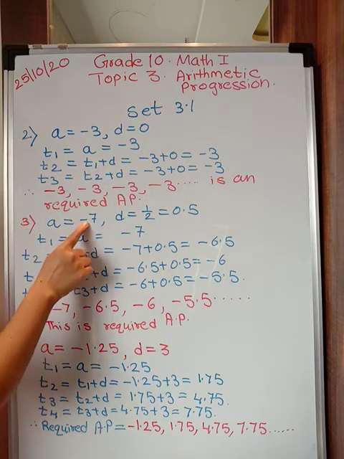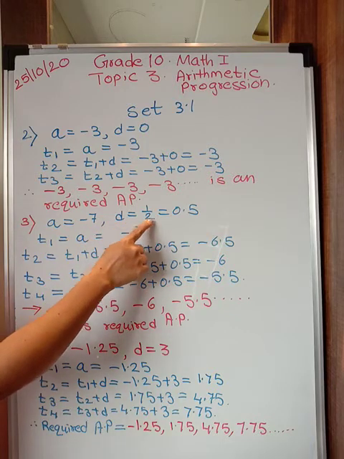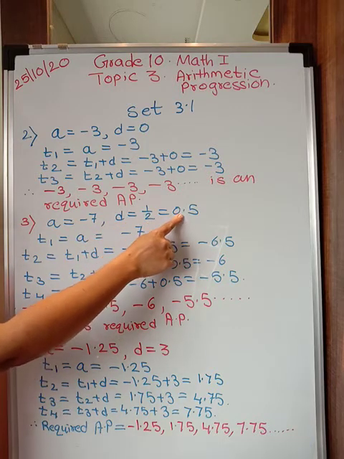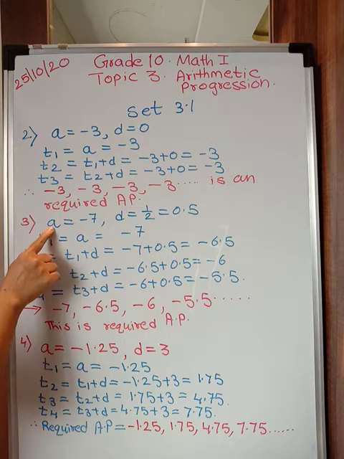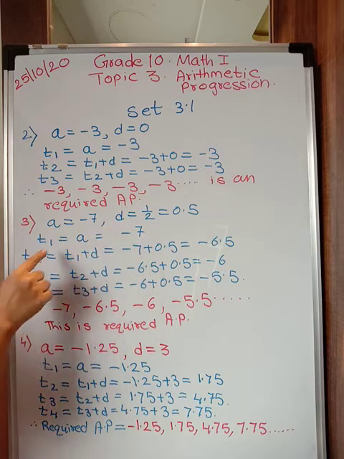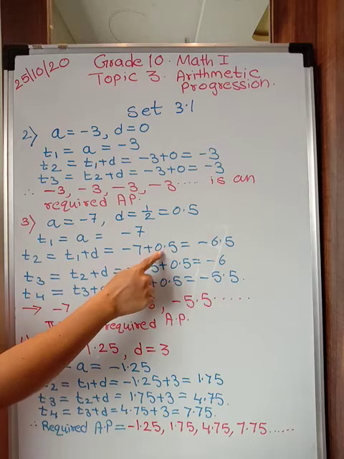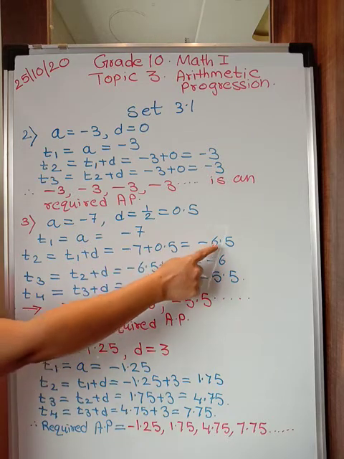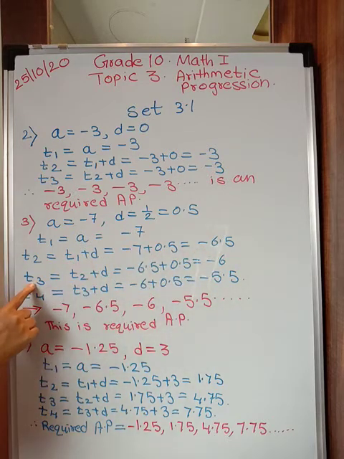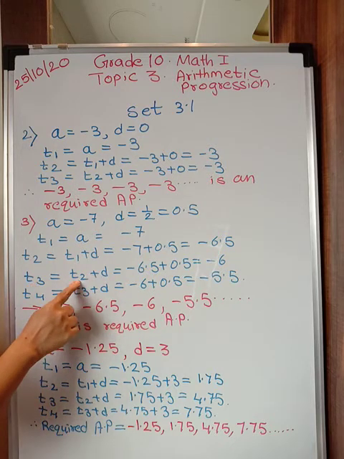Third problem, A is minus 7, D is 1 by 2. 1 by 2 means half, which can be written as 0.5. So first term T1 is A, which is equal to minus 7. The second term is obtained by adding the difference to the first term. So adding 0.5 to minus 7, you get minus 6.5.